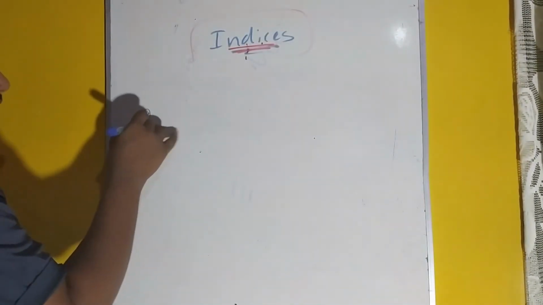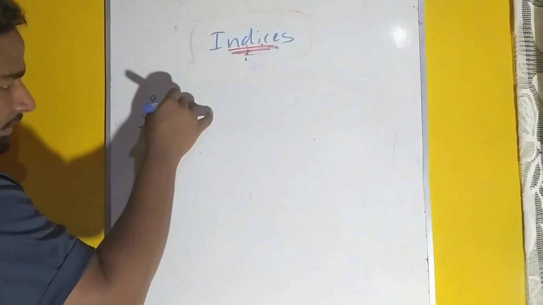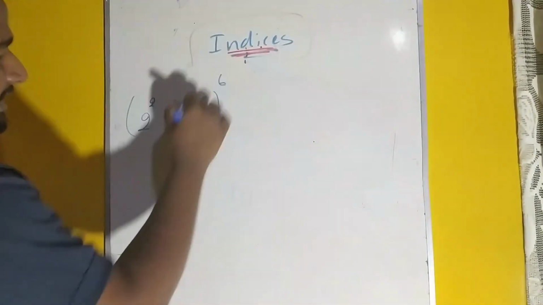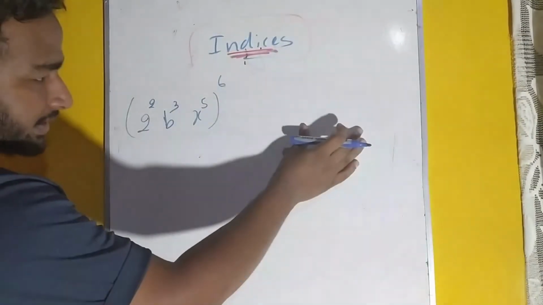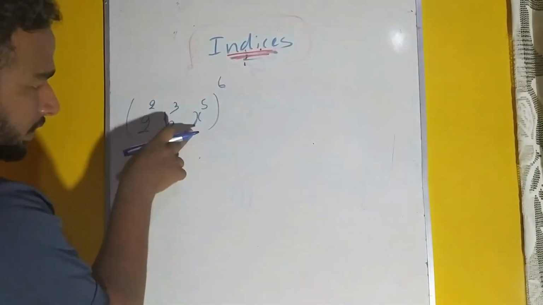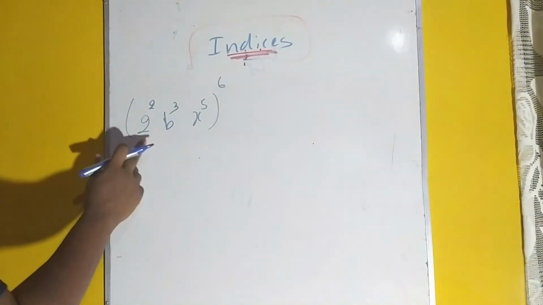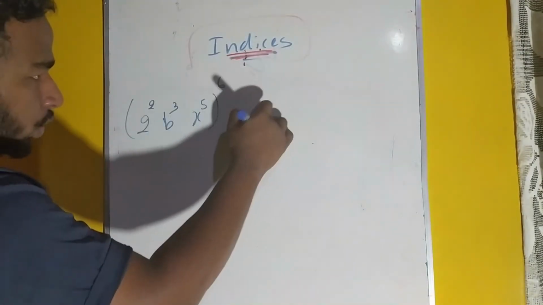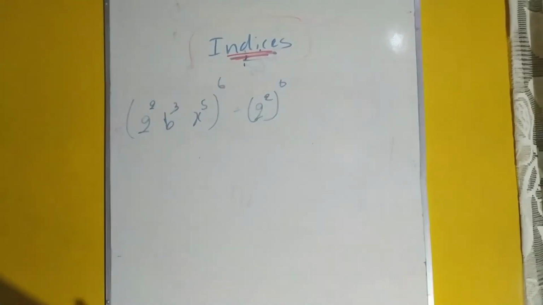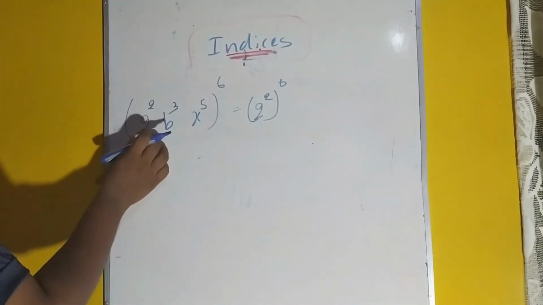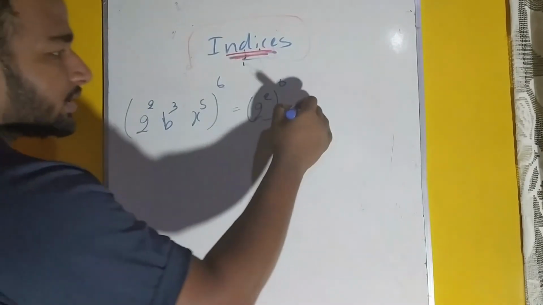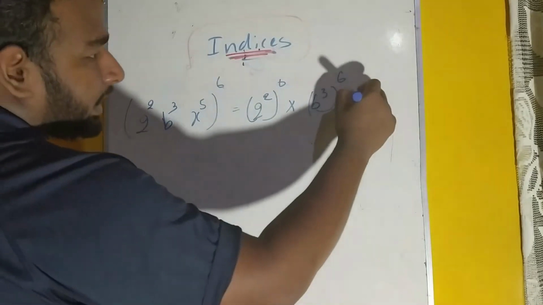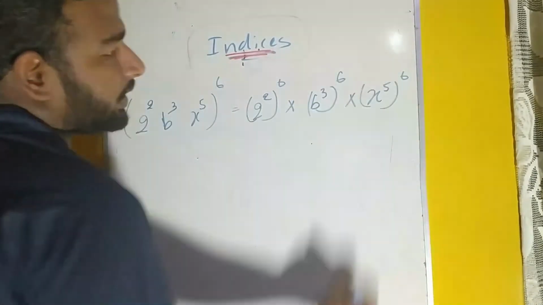Okay, let's take a question like 2 to the power 2, b to the power 3, x to the power 5, whole thing to the power 6. No need to multiply this 6 times. You see, the 6 is not only for this x or only for this b or only for this 2. So I am taking 2 to the power 2 to the power 6. Why? This 6 you can take for all of them: for this, and b to the power 3 to the power 6, and x to the power 5 to the power 6.